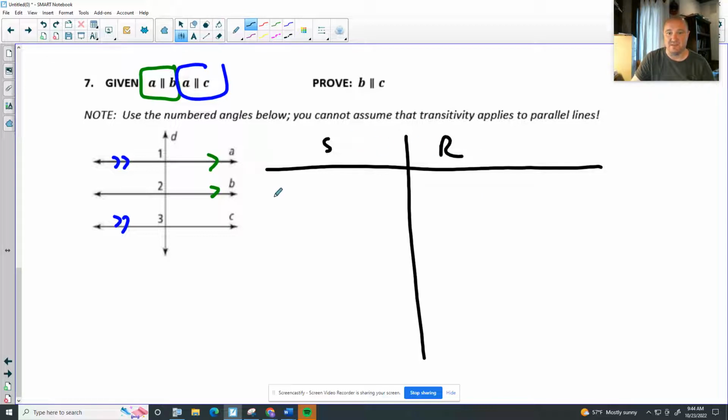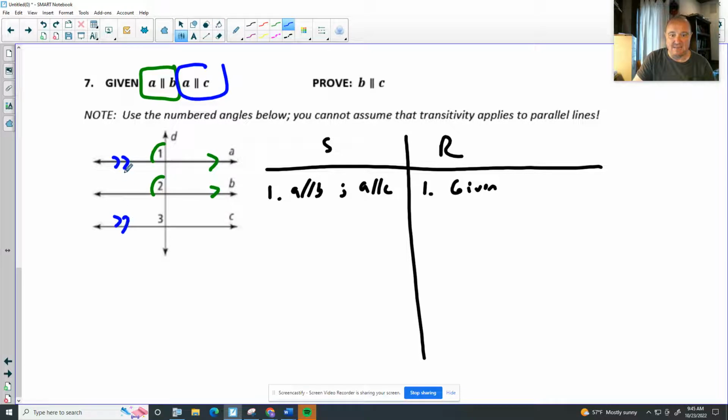I set up my statements and reasons, I write down my givens, and I make my plan. All right, so I look over here and I say, well, I got some numbered angles. How could I use those? Well, hopefully you realize that based on A being parallel to B, I can say that angles 1 and 2 are congruent. And that's directly from the corresponding angles postulate.